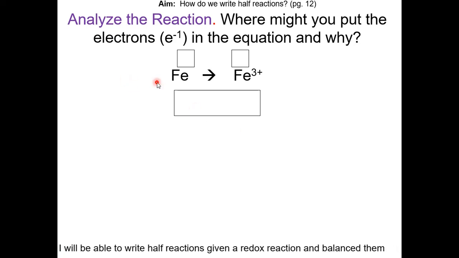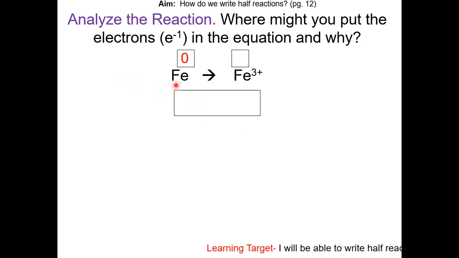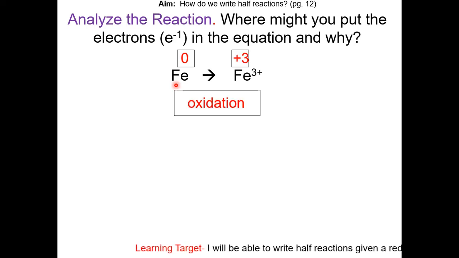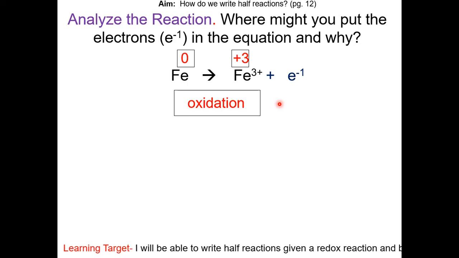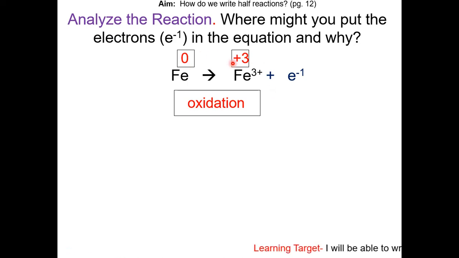Let's look at the first example. Here we have iron 0 becoming iron 3+. This is oxidation because the oxidation number is becoming more positive. Electrons are lost in this reaction. Therefore, electrons are on the product side. Since it goes from 0 to 3+, 3 electrons are lost in this reaction.